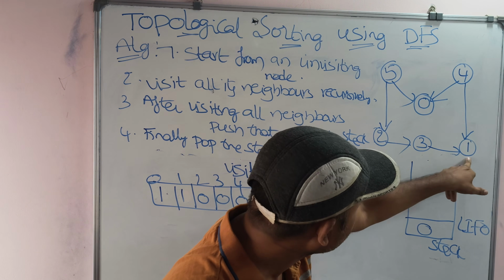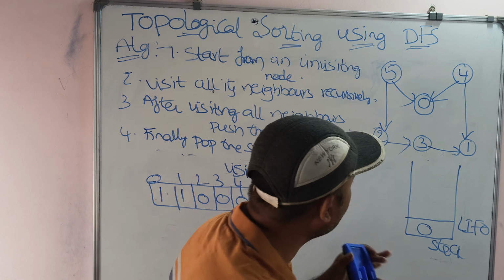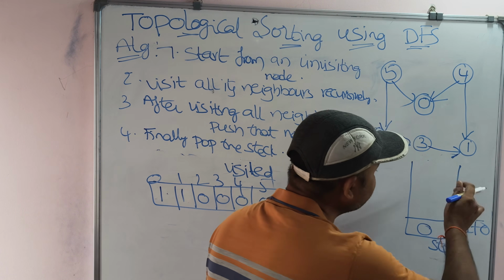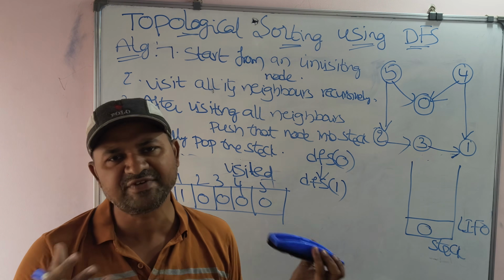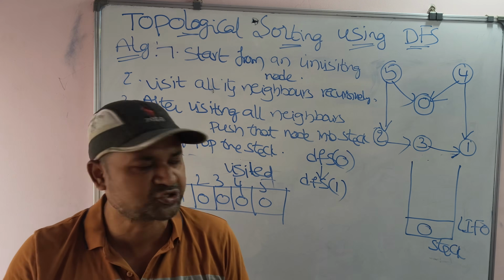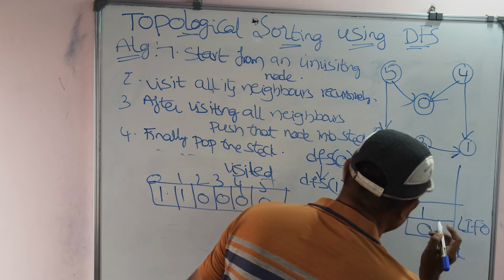Let's check 1. Here these two are not outgoing edges. These two are incoming edges only. So we can say that there are no neighbors for 1. So what can we do now? We have to push that vertex into the stack. So push 1 onto the stack.